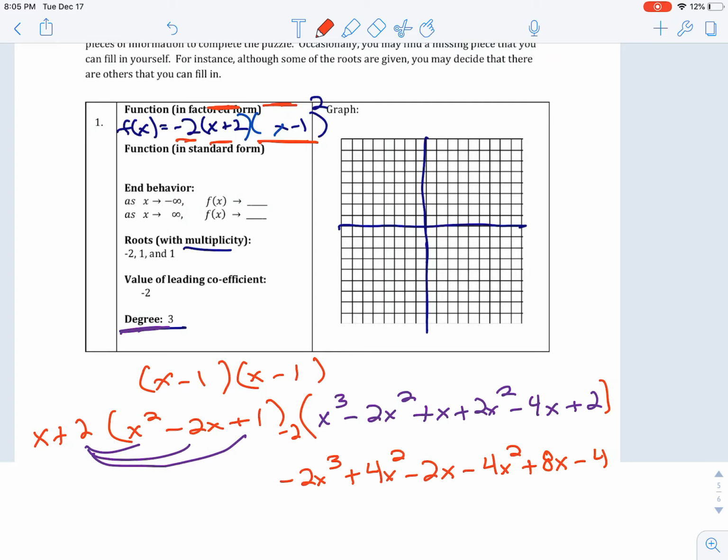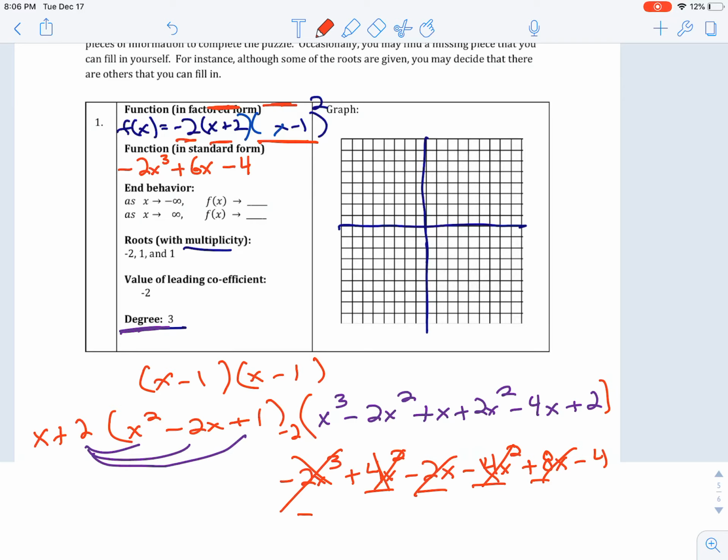Okay, now we're going to combine our like terms. So we got -2x cubed, and then I'm going to combine that and that, which take care of themselves. And then I'm going to combine this and this to 6x, and then take away 4. Okay, so what we have to do now is we have to work through and we have to get all of the other necessary stuff that they require for us. So here we go.